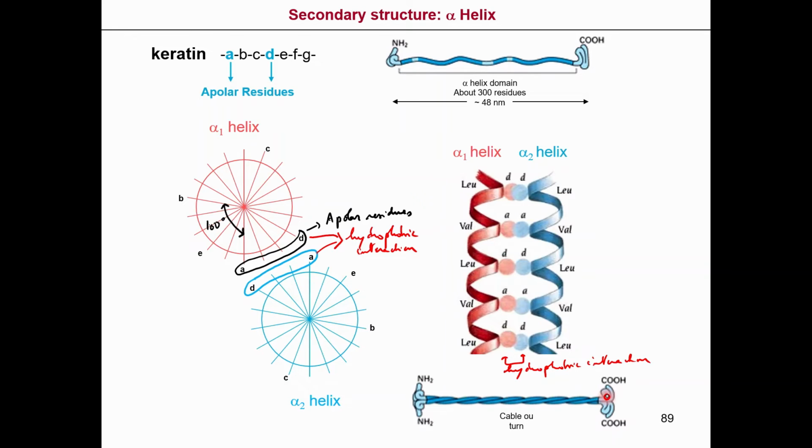In keratin, in addition to this hydrophobic interaction, you can also have disulfide bridges. So a disulfide bridge will be between two cysteines. Okay. So for example, human hair.